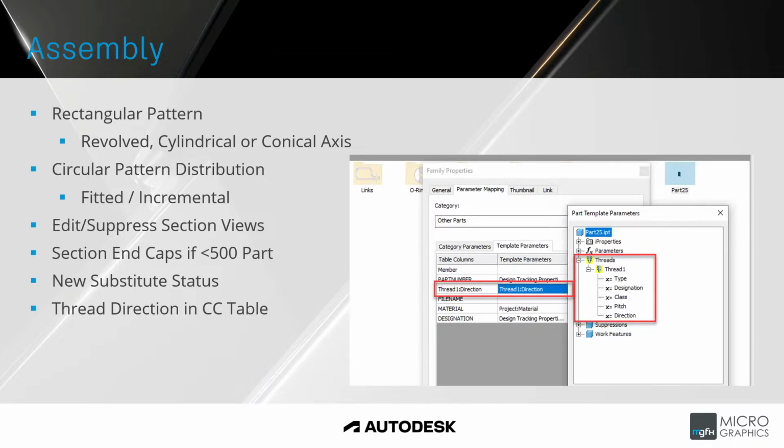And a nice improvement now in Content Center is the ability to set your thread direction in the Content Center table. So we'll see on the right hand side here in the image the parameter mapping. There is a template parameter called thread1 or direction. So this would basically be your left hand or right hand thread directions. So when you create Content Center components, you can then specify whether that is a left hand or right hand threaded component.